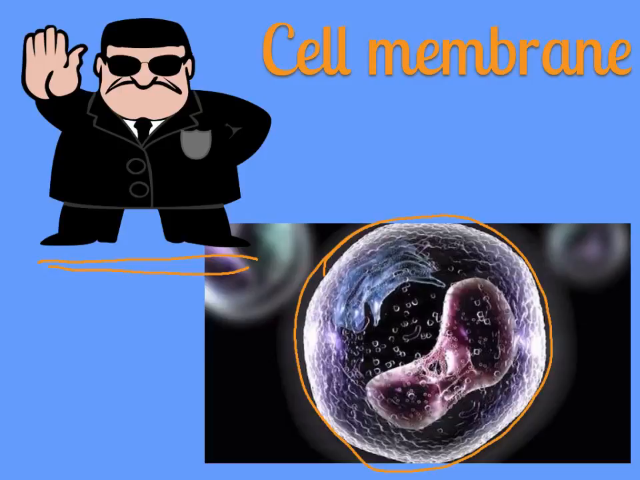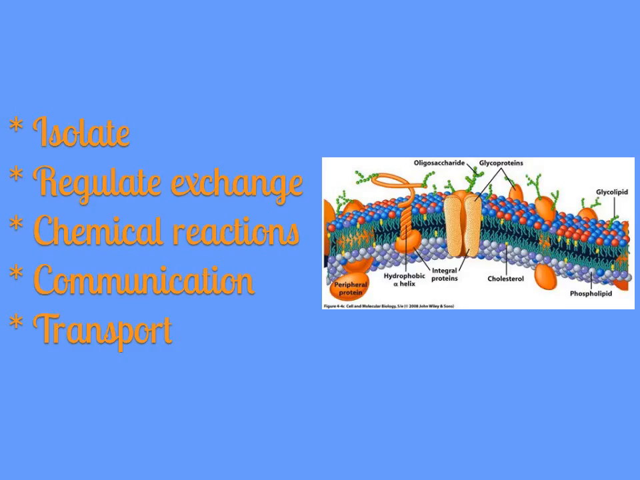So let's try to make a summary. Cell membranes isolate, in other words, they separate the inside from the outside. This will be the outside of the cell and this will be the inside. Cell membranes separate that and regulate the exchange of substances. Remember that cell membranes have a property known as selective permeability, which means that they can control what comes in or what goes outside the cell.